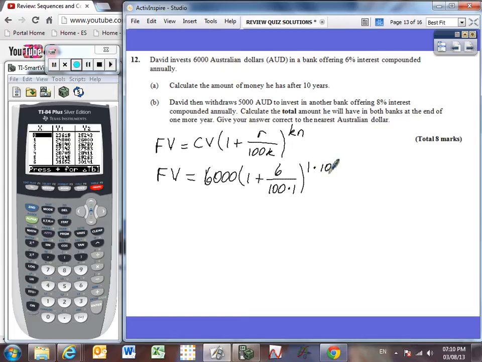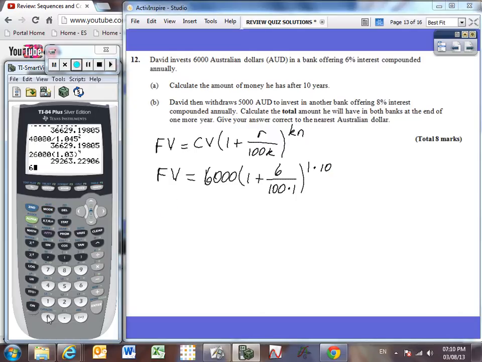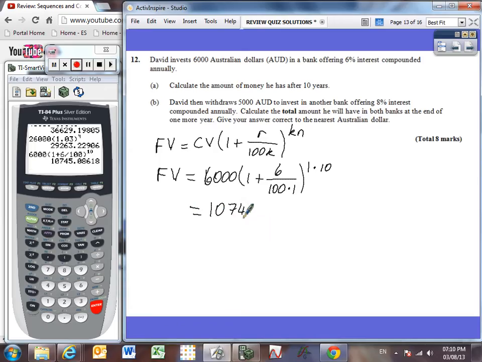Now that times 1 doesn't change anything in the problem, so as I go into my calculation, I'm not going to bother including it. So 6,000 times 1 plus 6 over 100, all to the power of 10 years. And so his money has grown quite nicely to $10,745.09 if I round to the nearest cent. To the nearest dollar, it would be 10,745. To 3 significant figures, 10,700.